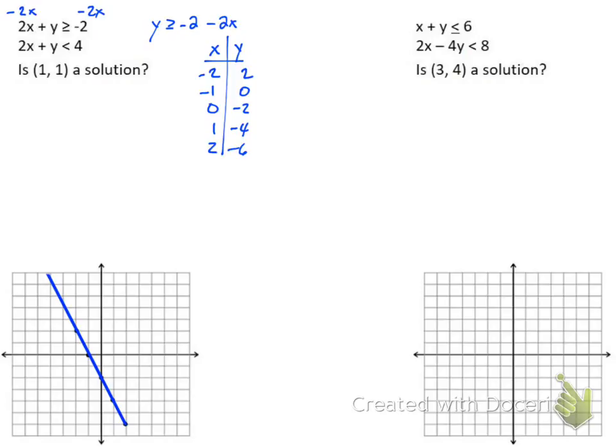Then again, I'm going to plug into my original equation. My test point is 0, 0. So when I do that, I get 0 and -2. And this is true. So I'm going to shade towards my test point, which is 0, 0, which is going to be up and to the right. Bottom equation, same thing. So when I subtract my 2x over to the other side, I get 4 minus 2x.